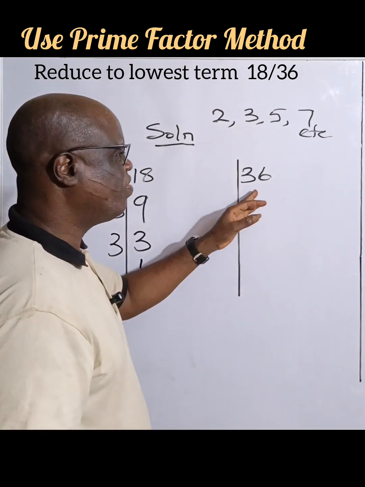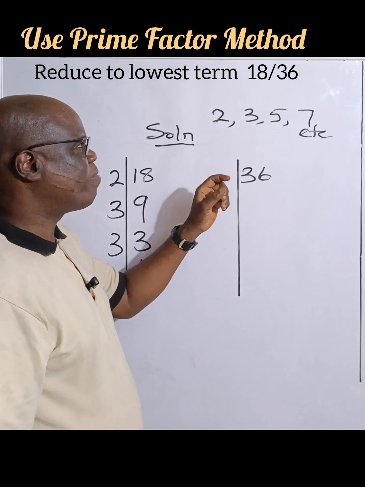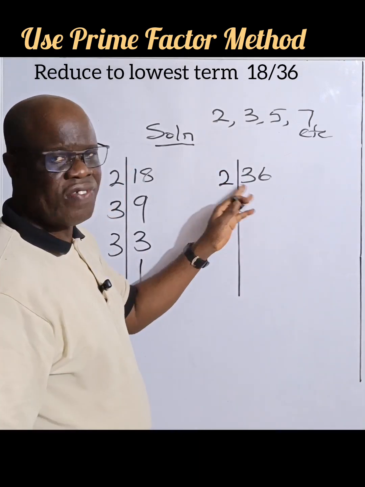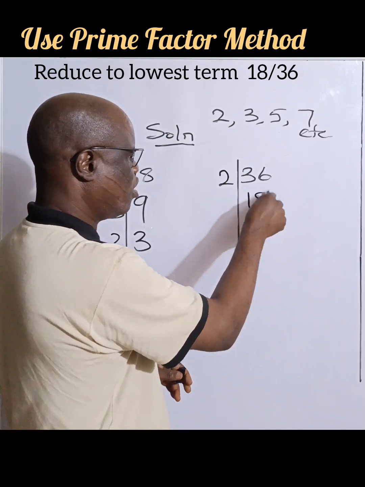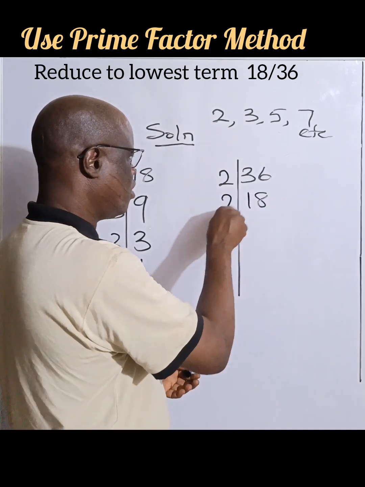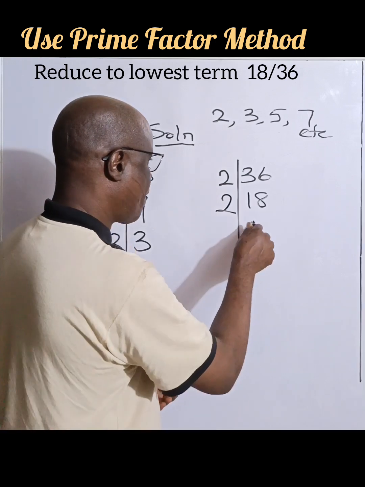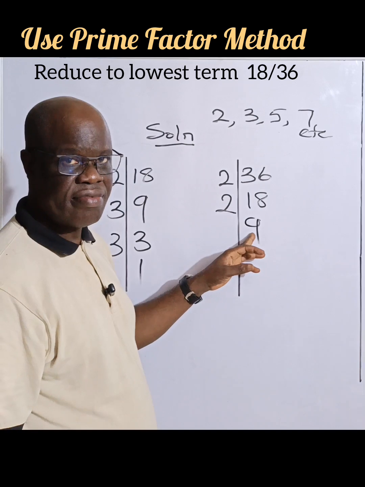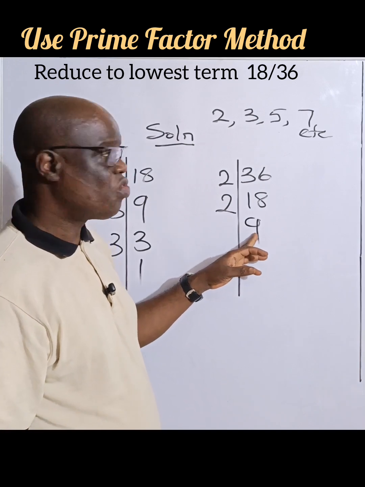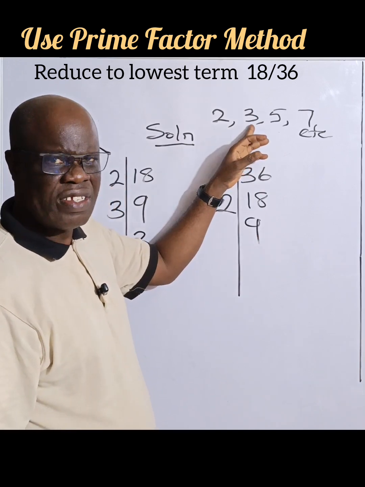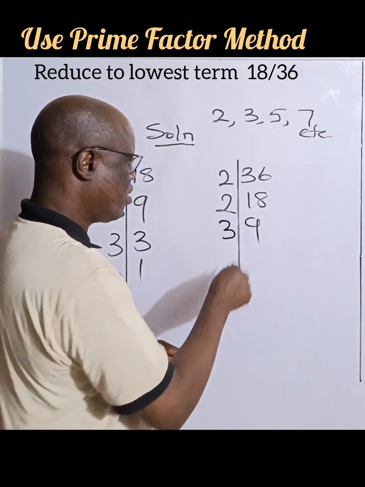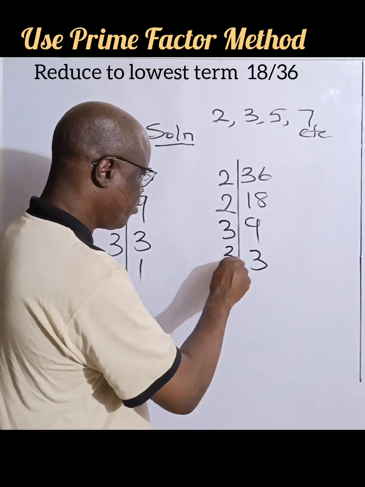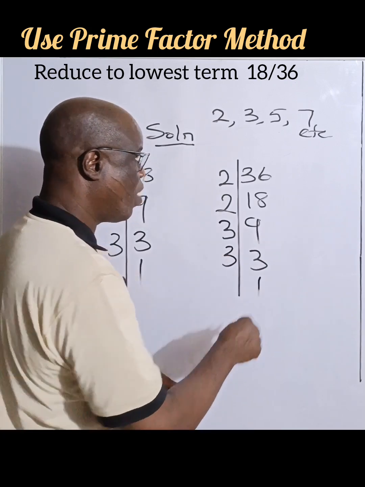Now go to the denominator. The least prime number that can divide 36 is 2. 36 divided by 2 is 18. 2 can still divide it. 18 divided by 2 is 9. You cannot use 2 to divide this 9 again because you will encounter a remainder. So go to the next prime number, which is 3. 9 divided by 3 is 3. Then 3 divided by 3 is 1.